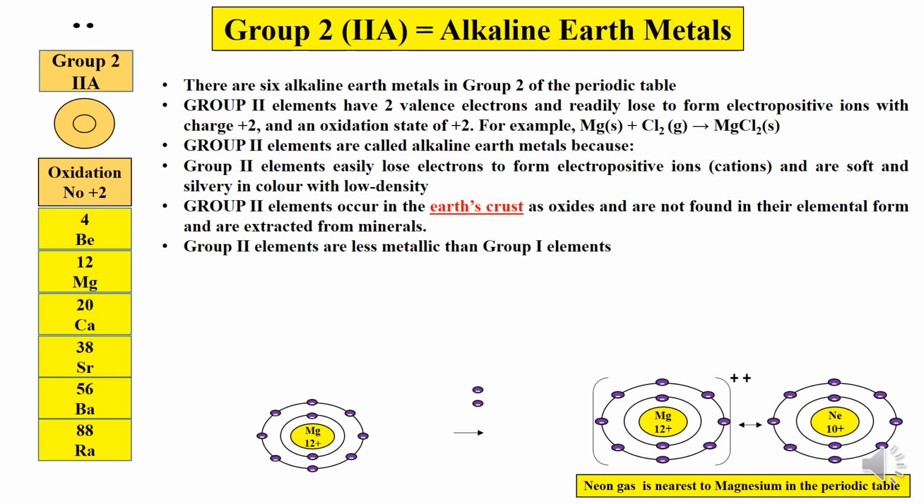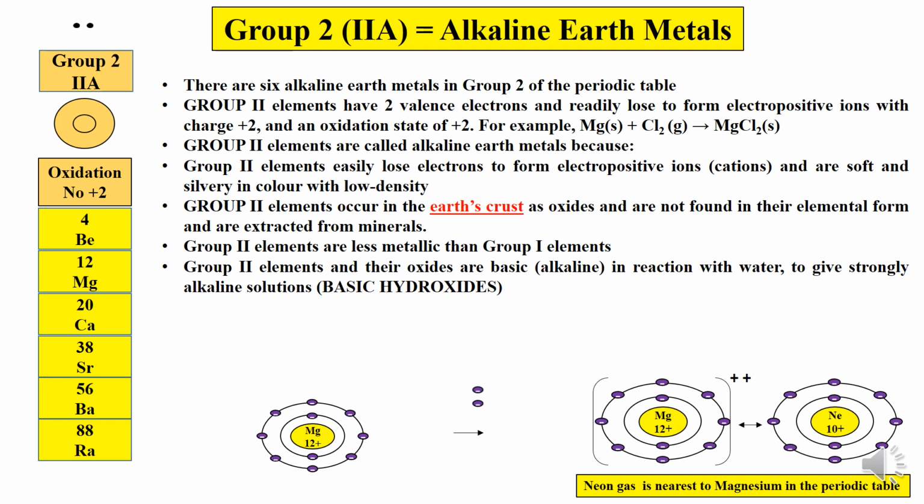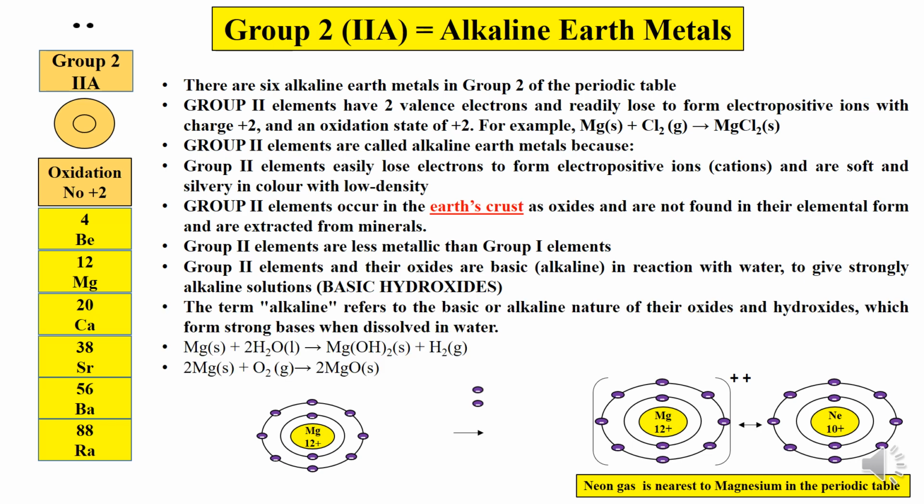And why are they called alkaline earth metals? Because of their chemical properties. Group 2 elements and their oxides are basic or alkaline in reaction with water. So they react with water to give strongly alkaline solutions, basic hydroxides. So the term alkaline refers to the basic or alkaline nature of their oxides and hydroxides, which form strong bases when dissolved in water.